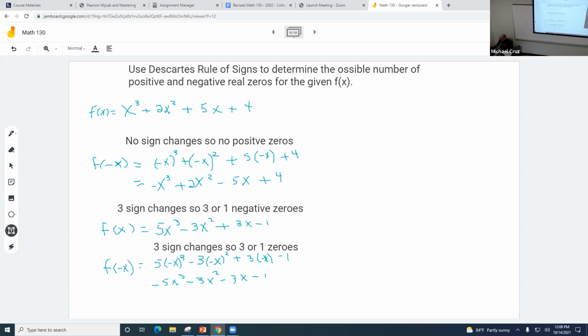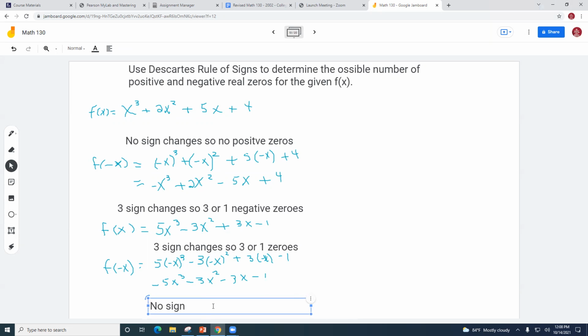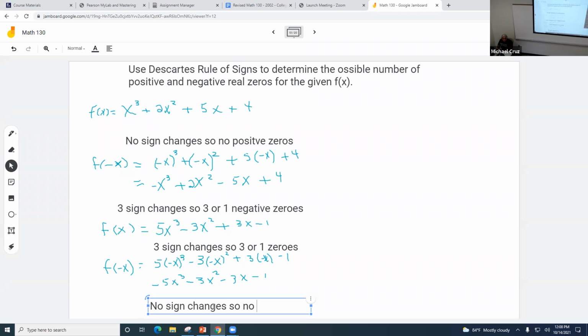So how many sign changes? No sign change. So there's no negative roots. You see any sign changes there on that one that I wrote? The plus 3 was changed to negative 3x. I think you're not seeing what the sign change is.